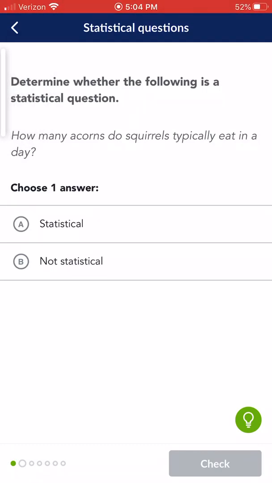Determine whether the following is a statistical question. How many acorns do squirrels typically eat in a day? What we'd have to do is collect a lot of data as far as studying a bunch of different squirrels. I'm going to say that's statistical.